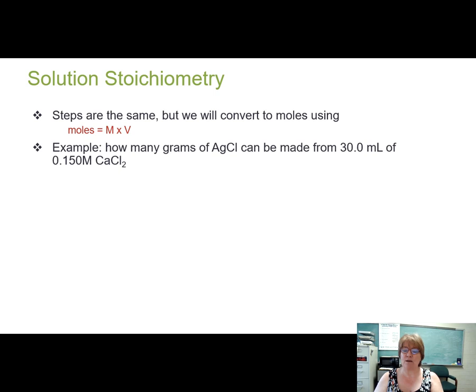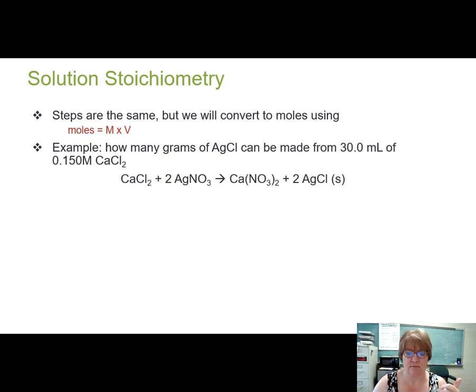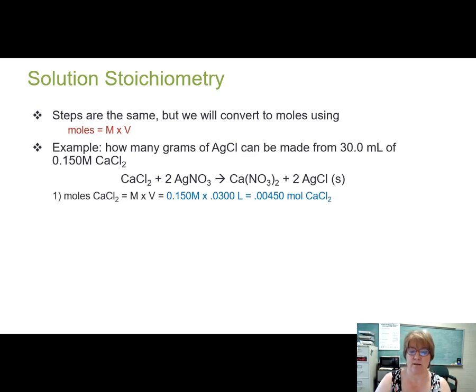So if I had the question, how many grams of silver chloride can be made from 30 milliliters of 0.150 molar CaCl2, I would first need to know what the reaction is. So I'd have to begin with this reaction. Calcium chloride reacts with silver nitrate to make calcium nitrate and 2 silver chlorides. I want to know how many grams of silver chloride can be made from the calcium chloride. So calcium chloride would be my A and silver chloride would be my B.